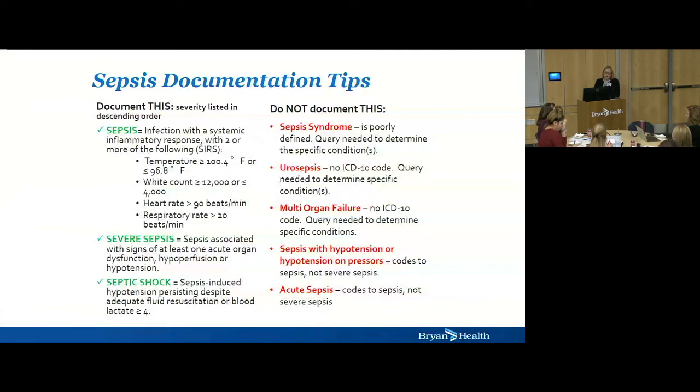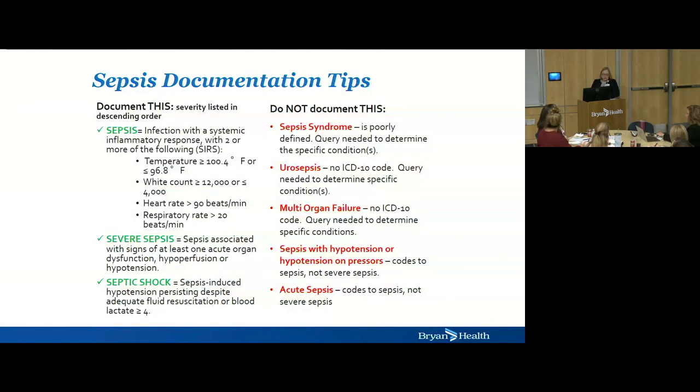On the other side of the screen, it's what we don't like to see in documentation: sepsis syndrome. It's poorly defined. In fact, the coders can't even code it. It means nothing in their world. Same thing with urosepsis. If it's documented in the chart, urosepsis, again, that's just not codable. If clinical documentation saw that, we would be sending a query to the provider asking, is this a UTI only, or is it sepsis secondary to a UTI?